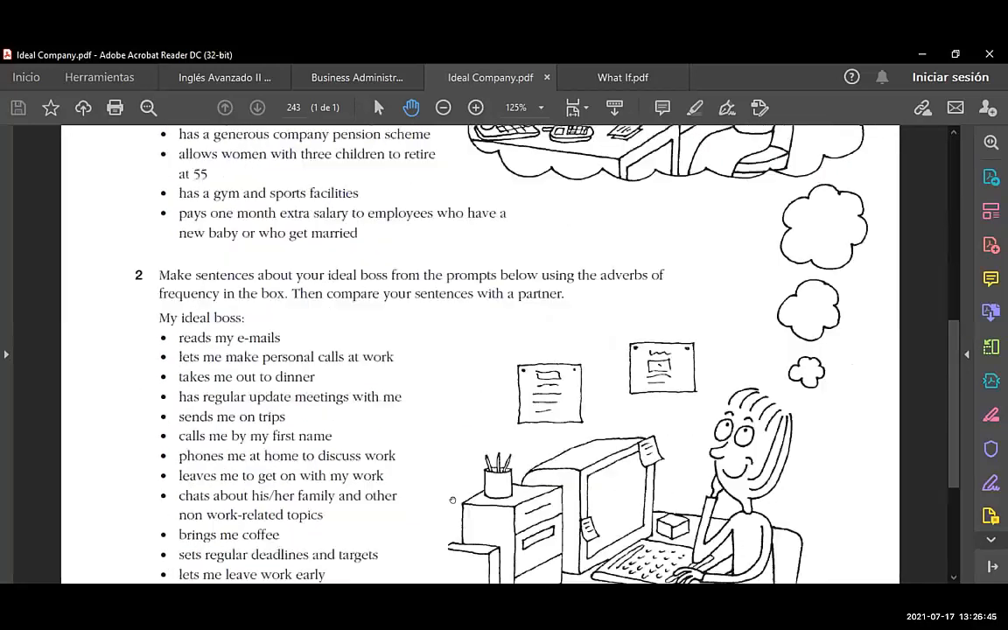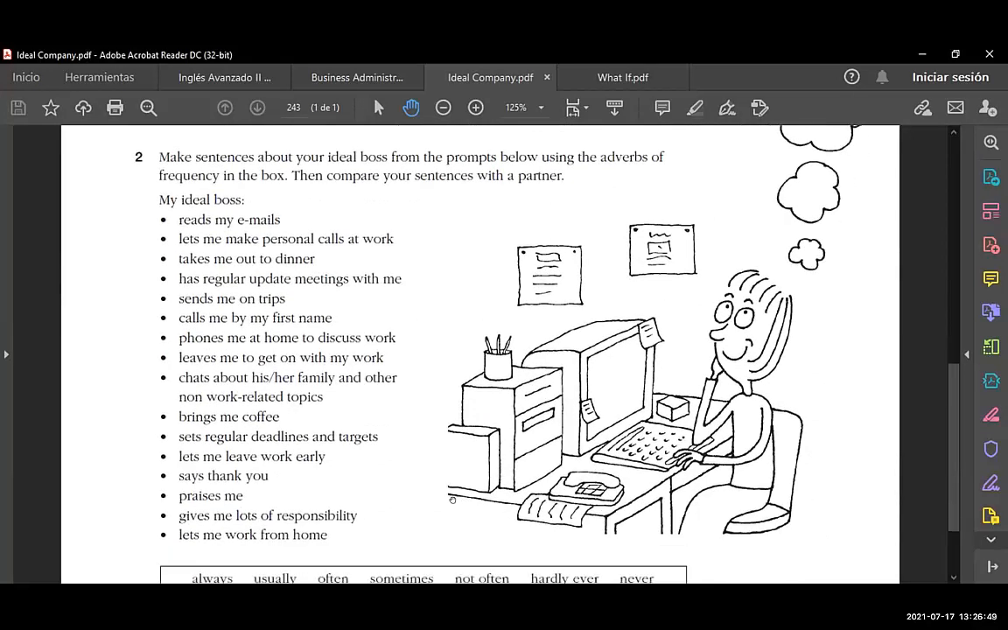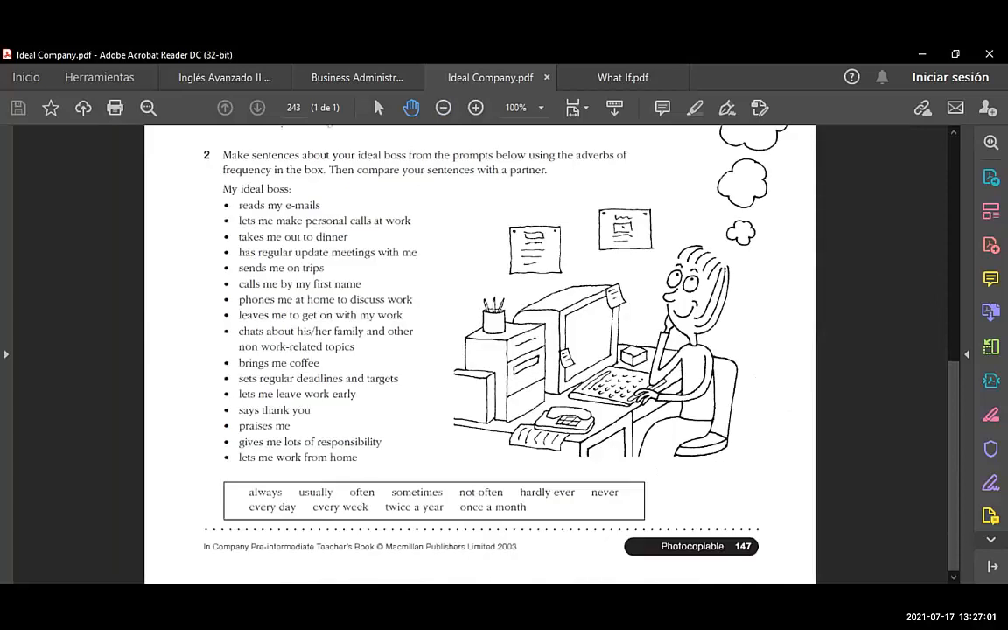Number 2, make sentences about your ideal boss. So the first part was about the ideal company, and the ideal boss is up next. From the prompts below, using the adverbs of frequency in the box. Then compare your sentences with a partner. So here we have some ideas for our ideal bosses, and we need to use these frequency adverbs.